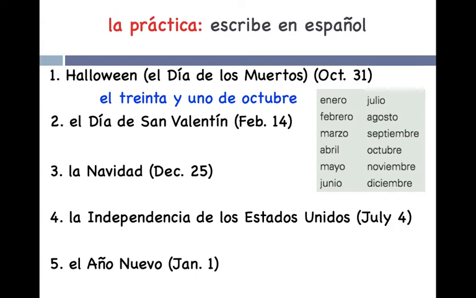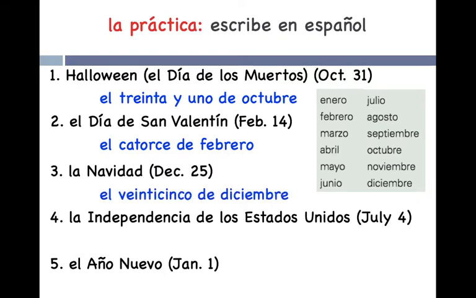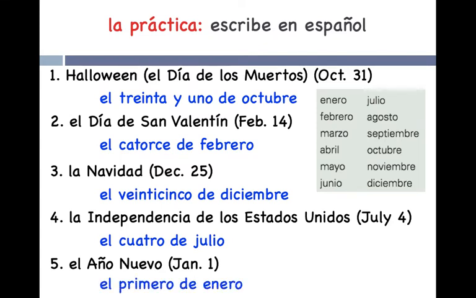El Día de San Valentín, February 14. El 14 de febrero. La Navidad, Christmas, December 25. El 25 de diciembre. Muy bien, you're doing great. La Independencia de los Estados Unidos, July 4. Easy one, el 4 de julio. And how about el Año Nuevo, the New Year, January 1? Careful. Didn't slip you up. El primero de enero.